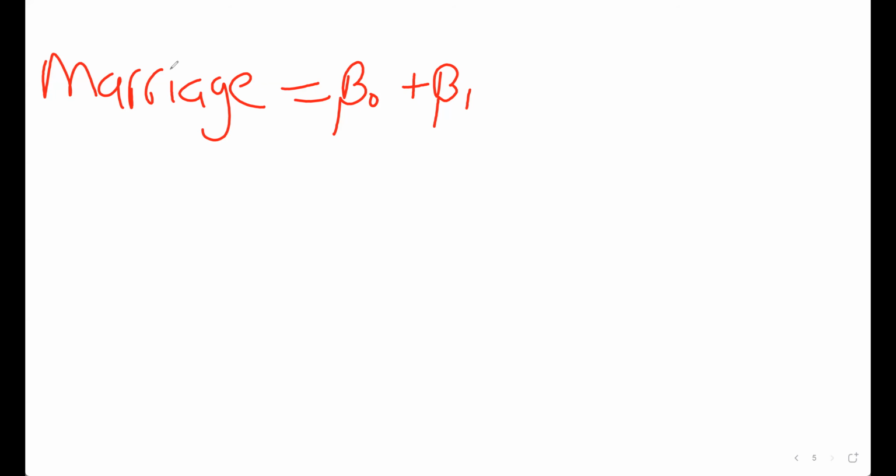Which factor? I know the first one that will come. Okay. The first one, let's take love. Love. So that's beta 1. Plus somebody just mentioned money. So I'll write beta 2, money.